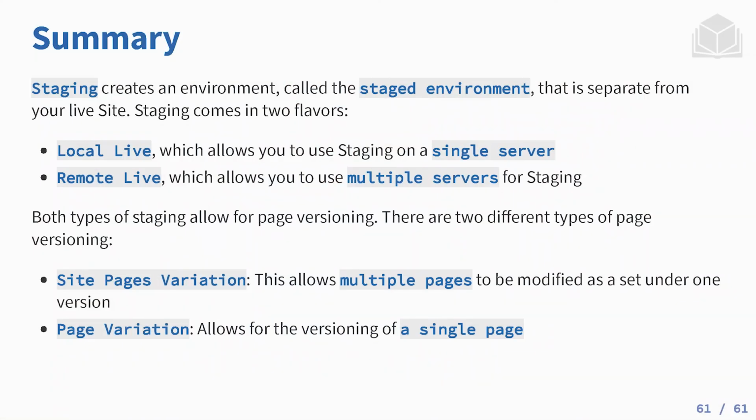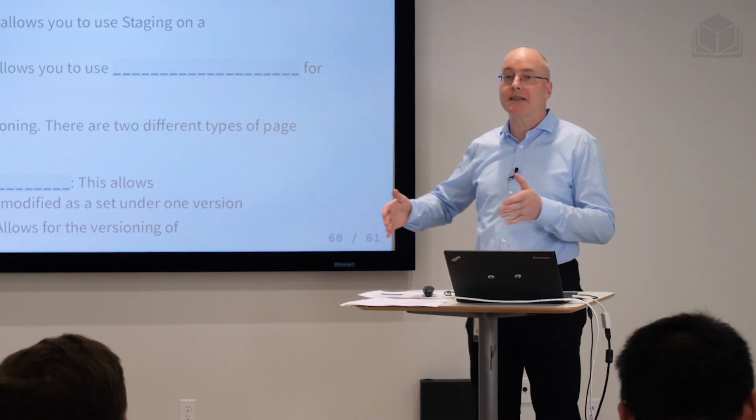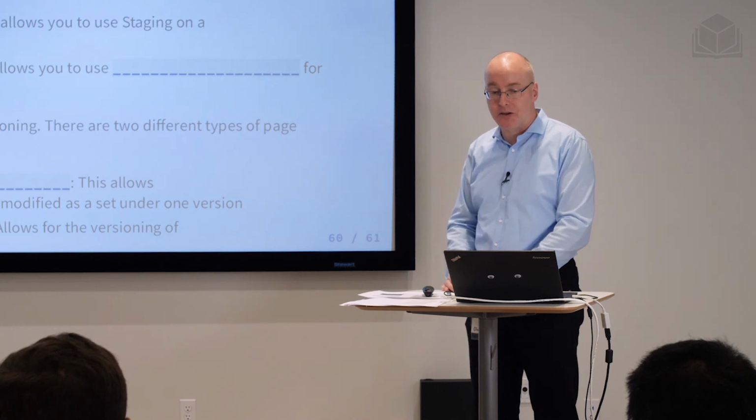Now, the next one, both types of staging allow for page versioning. We only discussed this very briefly. There are two different types of page versioning. Site page variations allow multiple pages to be modified as a set under one version. And page variations allow for versioning of a single page. We didn't really discuss page versioning because, as I said, this is firmly on the content side, but you might want to be aware of it if you look at the system and you want to know what is actually staged and why there is something else than what I saw last time.